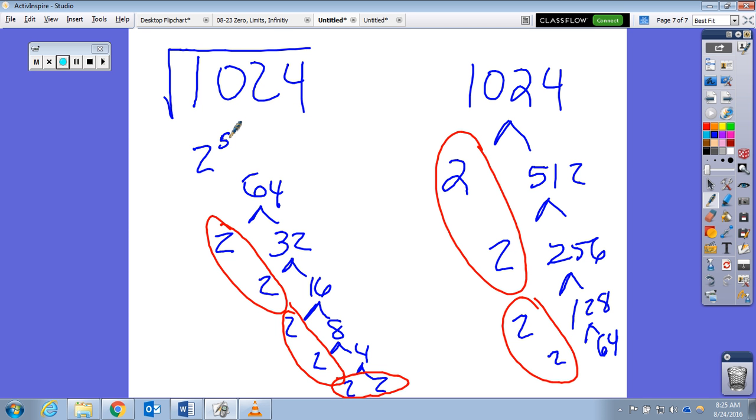If this were a 3, you would circle sets of 3's. So this works no matter what the index is. That's what's really nice about prime factorization. Any questions?